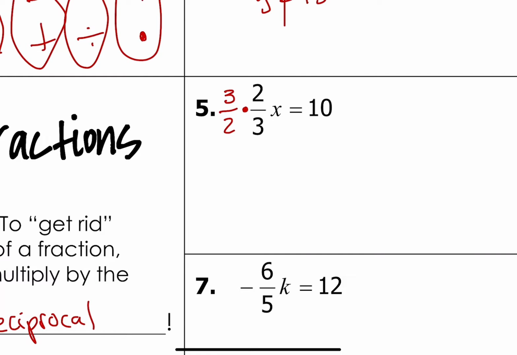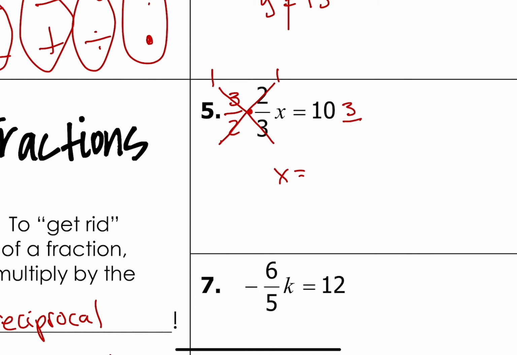Now when that happens, these threes will go to 1, and so will these 2's. So that's going to leave us with 1x, but like we said before, we don't need to write in that 1. So we're going to have x equals, but remember, whatever you do to one side of your equation, we multiplied by 3/2, we have to do to the other side. So let's multiply. We got 3/2 multiplied by 10.